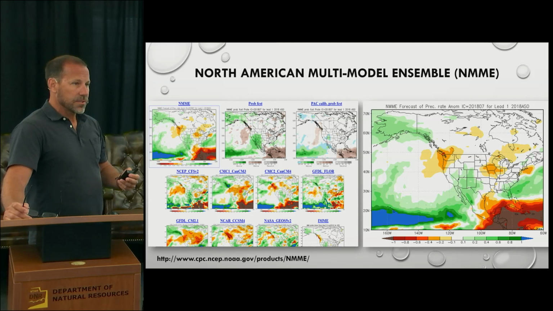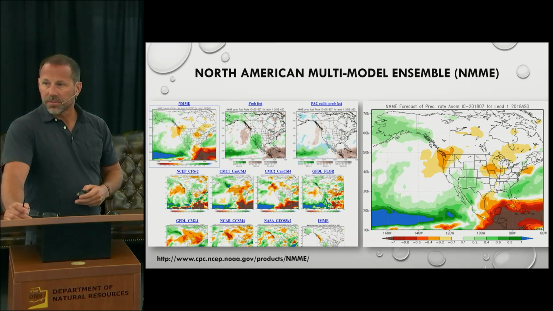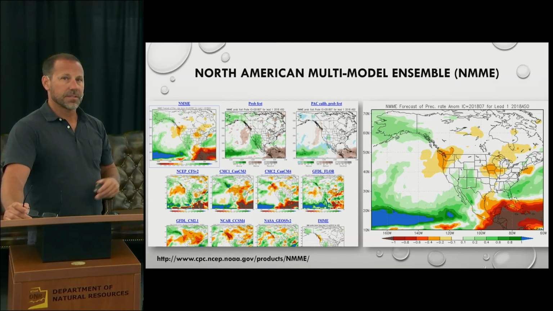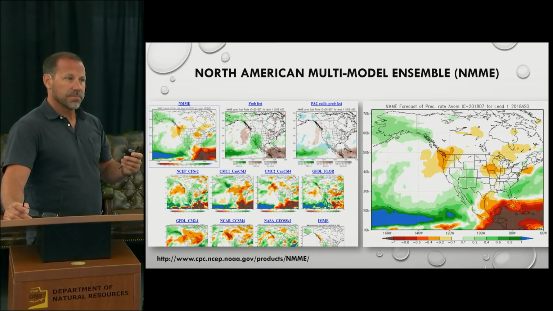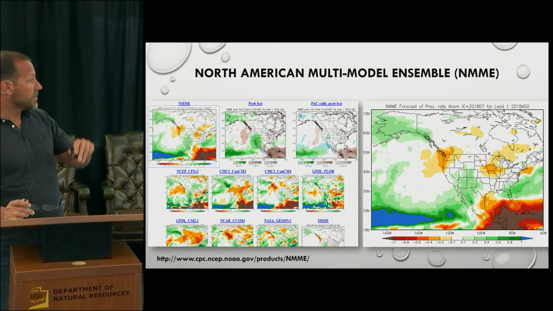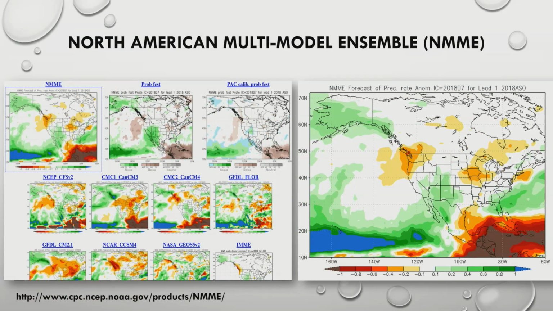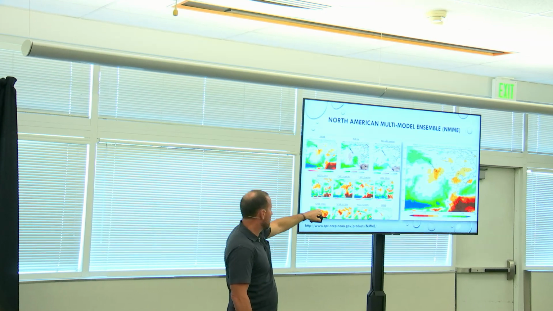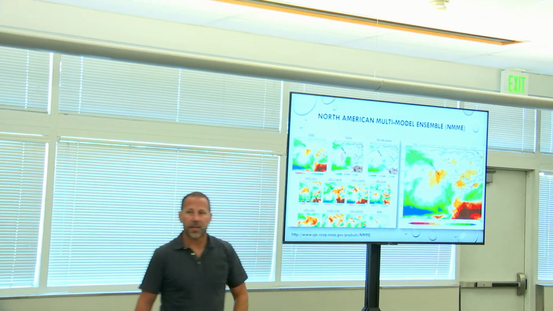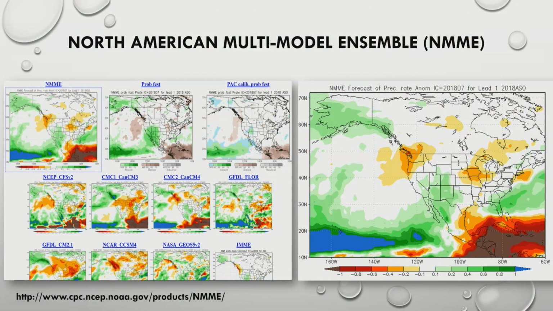A lot of people use the CPC seasonal outlooks. You see them all the time in the news and other places. I like the NMME product that doesn't get as much attention, but I really like that one because this is another ensemble. On the left-hand side you can see the ensemble, and these are all the different models, the big ones from around the world that go into that particular model. The ensemble is an average of all of those.